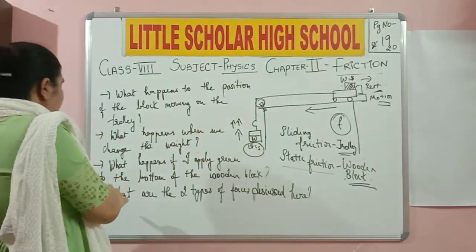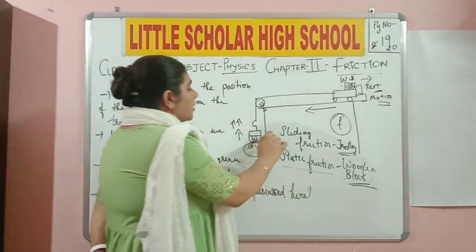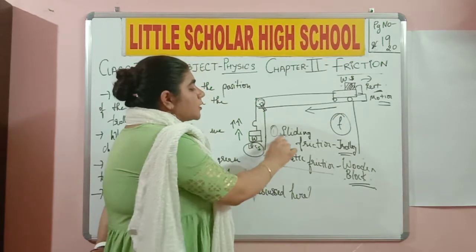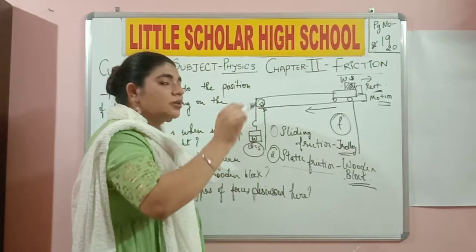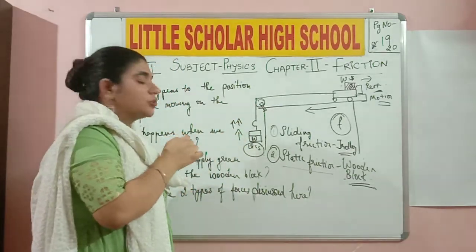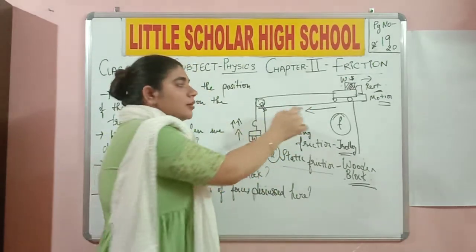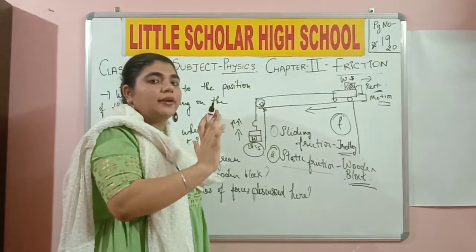Now, what are the two types of forces discussed over here? What are the two types of forces, class? It is the sliding friction and it is the static friction. What is experiencing the sliding friction, and on what? The trolley on the table. It is moving in a sliding way. That is why we call it sliding friction. It is going to move and reach a certain point and stop.